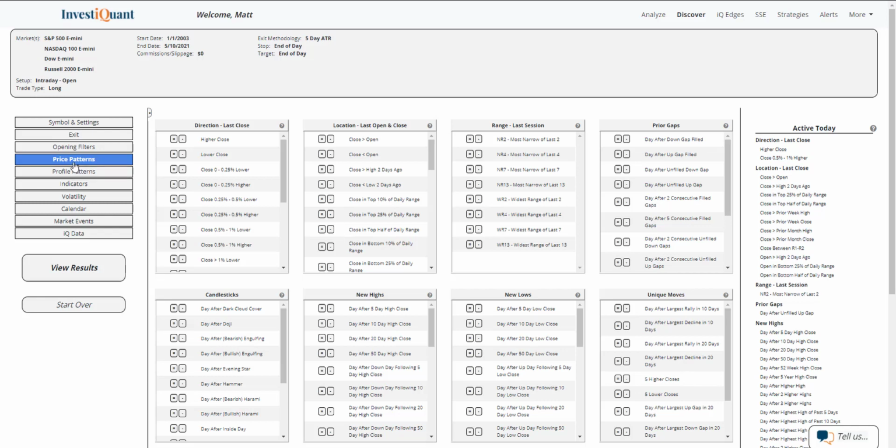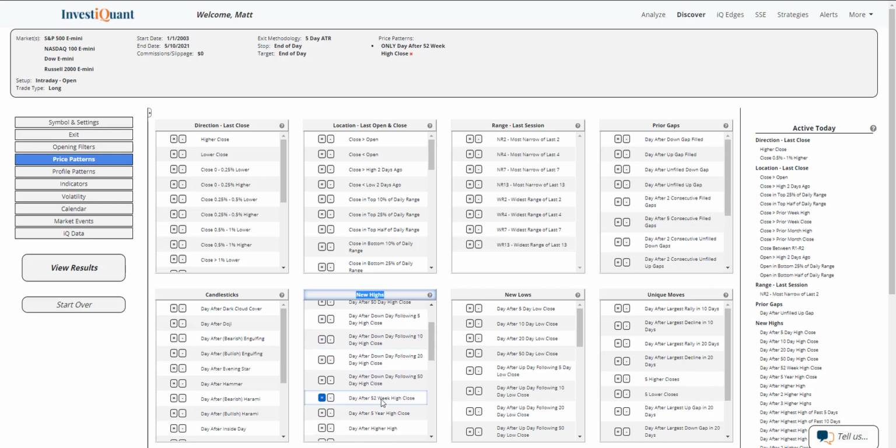So next, I'm going to go into the price patterns library, and I'm going to grab the part that says we closed at a 52-week high on Friday. So I've got that here from the active today, day after 52-week high close. It comes from the new highs category. You can scroll down here and see it. The equal sign next to it means that it has been added to the test.